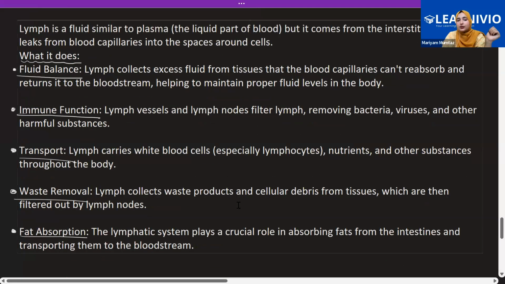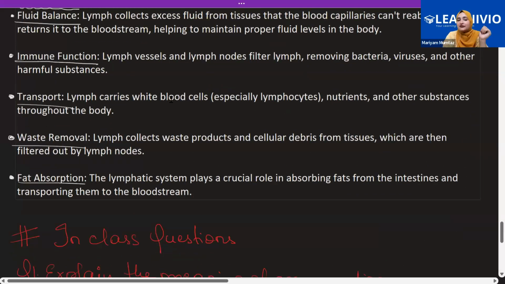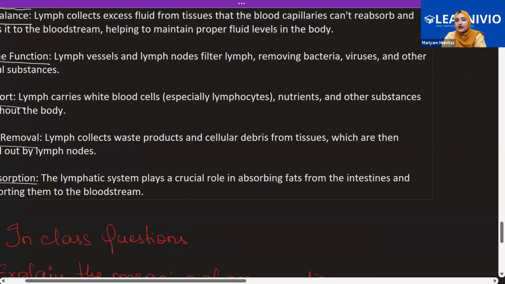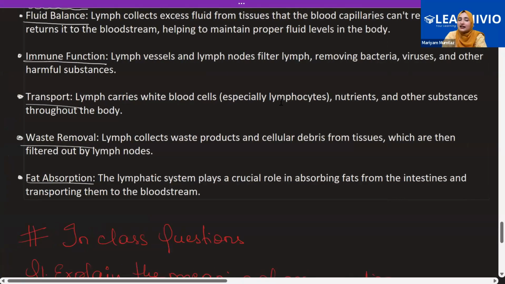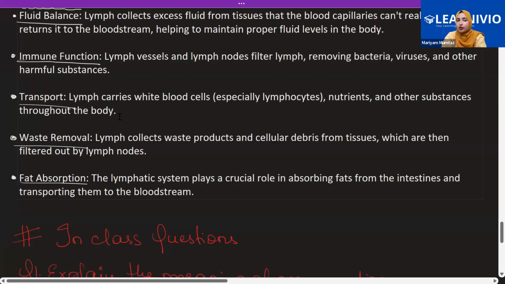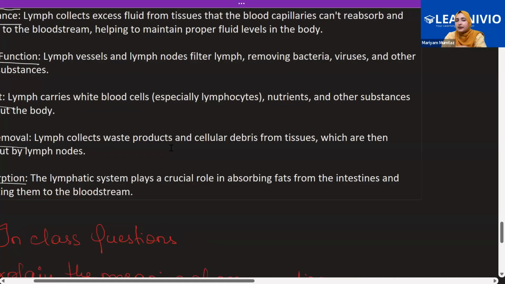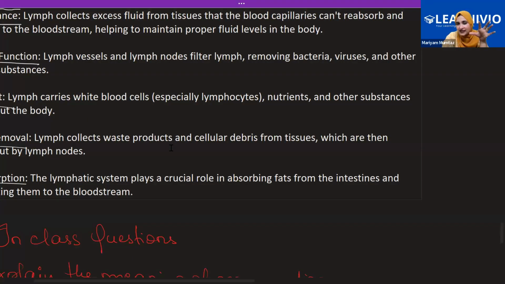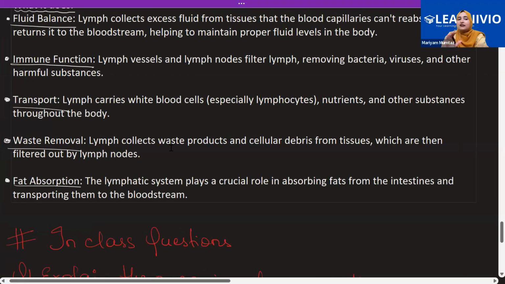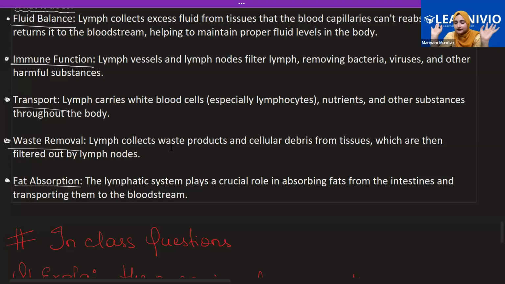Then the next is transport. The lymph carries the white blood cells, especially the lymphocytes. It carries the nutrients and other substances throughout the whole body. It is also responsible for the removal of waste. The lymph collects waste products and the cellular debris. Cellular debris is like all those cells that have died and are just present there. So it collects it and then filters it out so as to remove the waste particles.